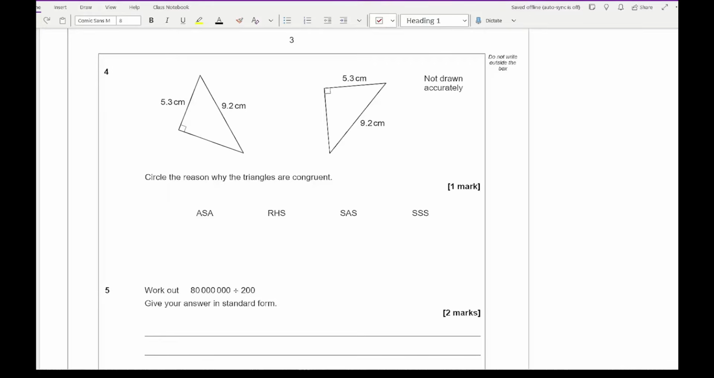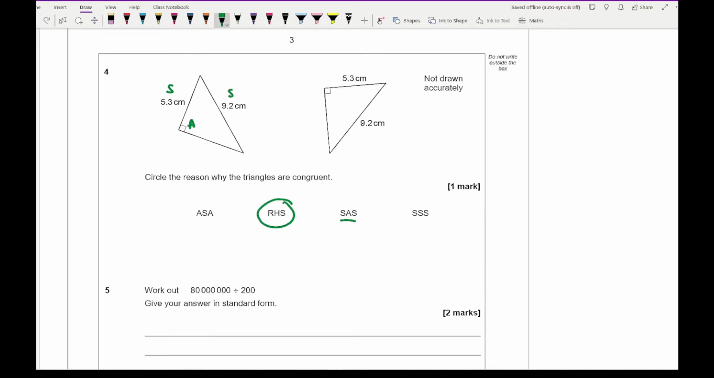Then moving on to question 4, it says circle the reason why the triangles are congruent. As you can see, we've got a 90-degree angle, a side, and a side. Now typically most students will probably go for SAS, and they wouldn't be wrong in that, but because it's a right-angled triangle, it's actually going to be this one here. So it's really important that you look out for that right-angled triangle. If that wasn't an option, I would have gone for SAS, but as it is, I'm going to go for this one as the correct answer.